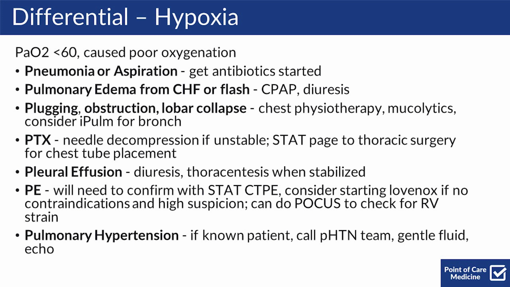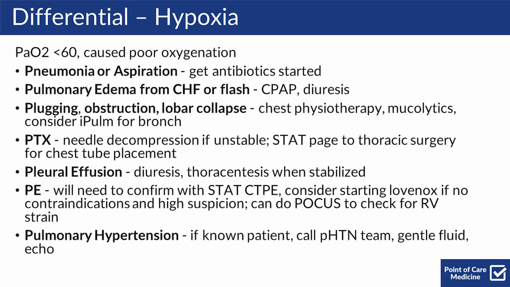If you're in the ICU and the patient is intubated, it might be easier to access this and get the plugs out. Think about pneumothorax. If the patient is unstable, do a needle decompression, and stat-page thoracic surgery for chest tube placement. If there's a pleural effusion, diurese the patient and consider a thoracentesis when the patient is better stabilized.